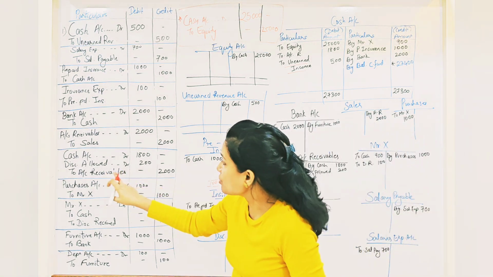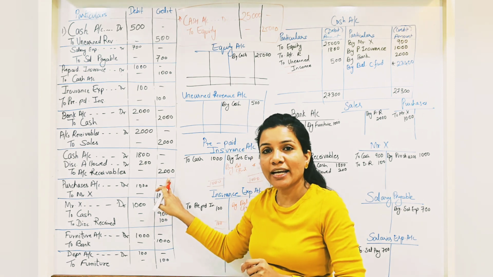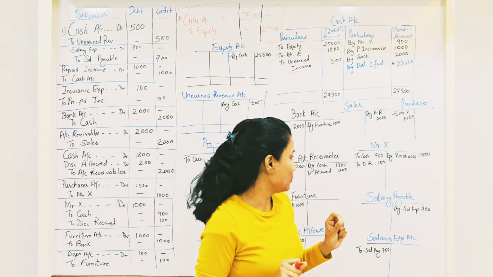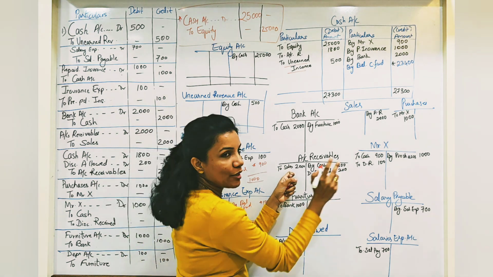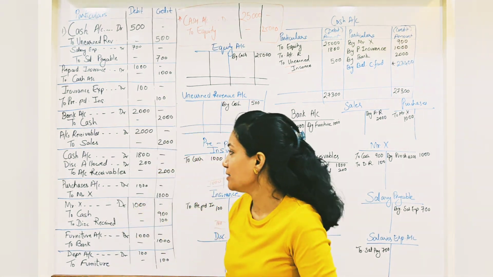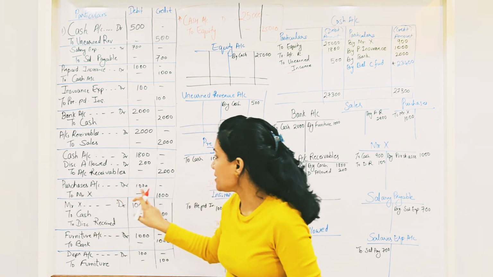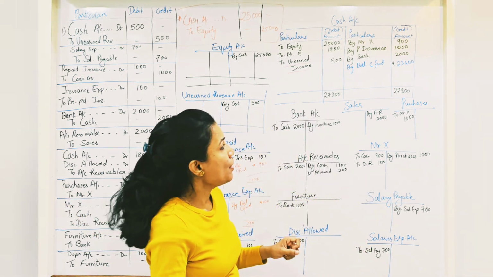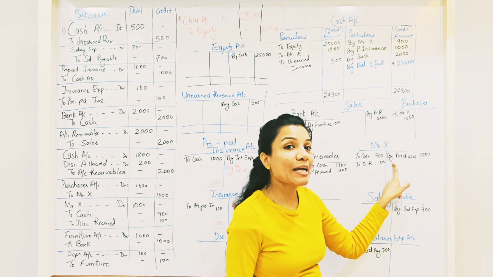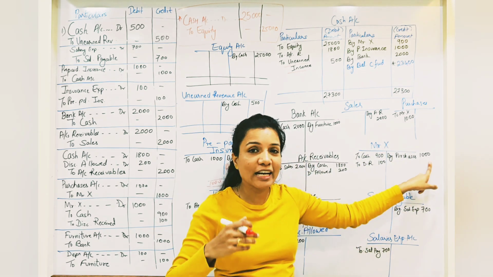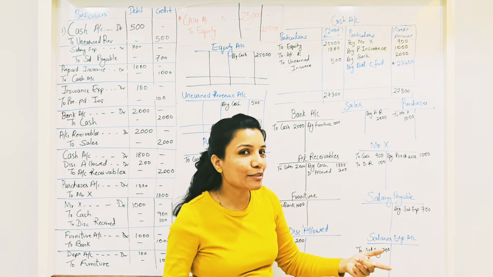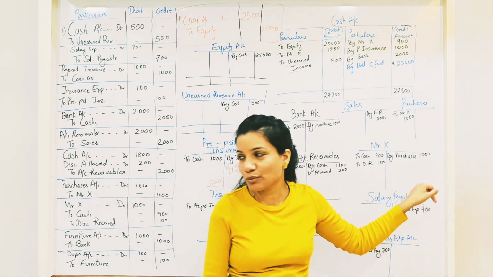Done. Accounts receivable is credited by two things, by cash 1800, by discount allowed 200. Next one, purchases account debit to Mr. X. Purchases to Mr. X 1000. Mr. X credited by purchases 1000. Mr. X was a creditor for some period of time until we paid him off. So he was a creditor, he will have a credit balance. His account was credited with purchases 1000.